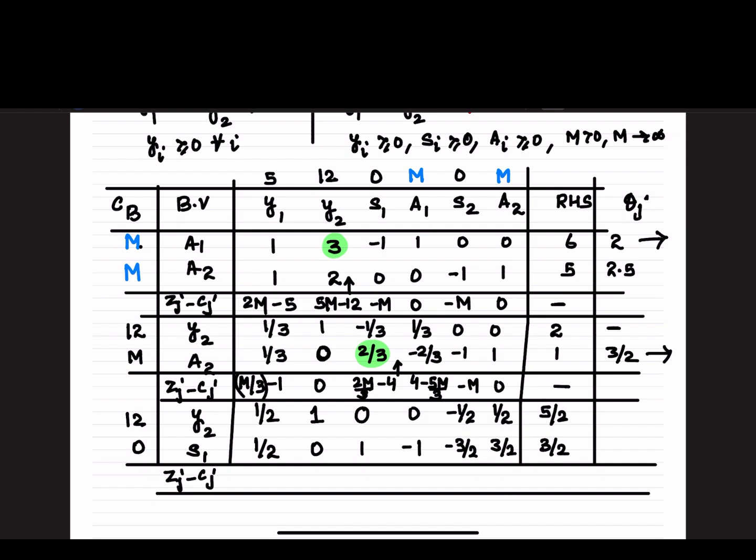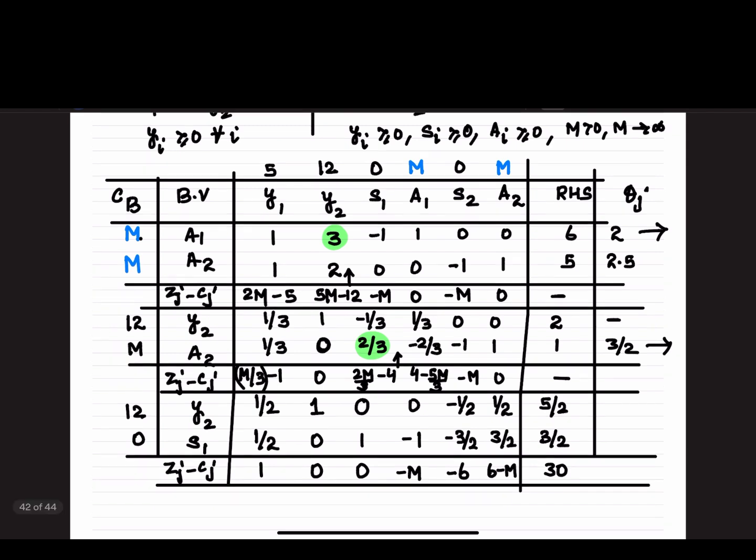So calculate Zj minus Cj. So the first is 1. The next is 0. The next is 0. The next is minus M. The next is -6. The next is 6 minus M. But now we will calculate the z value because artificial variables have left. 12 into 5/2, that is 30. So currently the z value is 30.